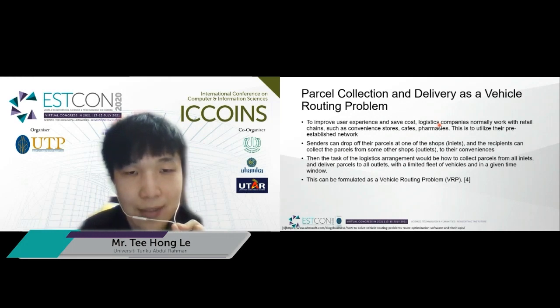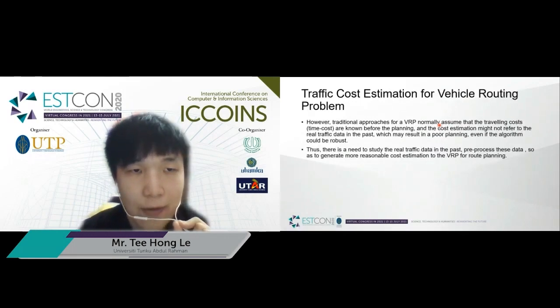Then the task of the logistic arrangement would be how to collect parcels from all inlets and deliver parcels to all outlets with a limited fleet of vehicles and in a given time window. This can be formulated as a vehicle routing problem. However, traditional approaches for VRP normally assume that the traveling costs are known before the planning, and the cost estimation might not refer to the real traffic data in the past, which may result in poor planning, even if the algorithm could be robust. Thus, there is a need to study the real traffic data in the past, and pre-process this data so as to generate more reasonable cost estimation for the VRP for route planning.